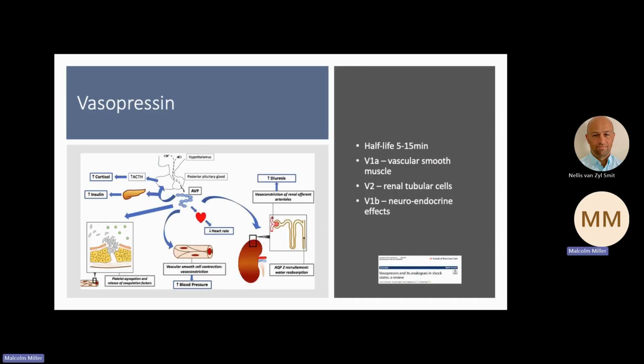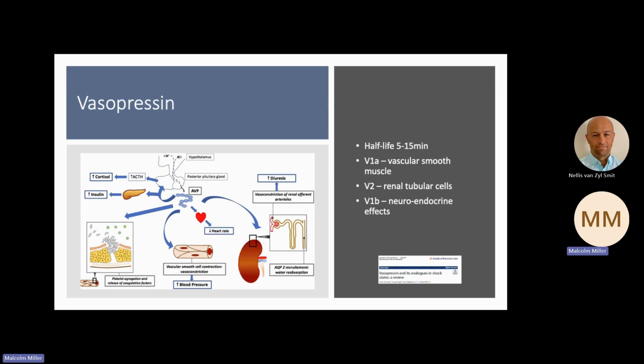So what about vasopressin, this sort of peptide that we tend to think about only as antidiuretic hormone? Well, it's a potent vasopressor. It works on the V1A vascular smooth muscle receptor. Remember, there are V2 receptors in the kidney, and the V1B are more central, and neuroendocrine effects are mediated by the V1B receptor. So it's essentially a dose-dependent effect, and we're targeting the V1A vascular smooth muscle receptor.